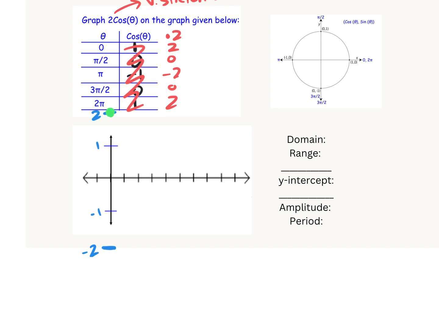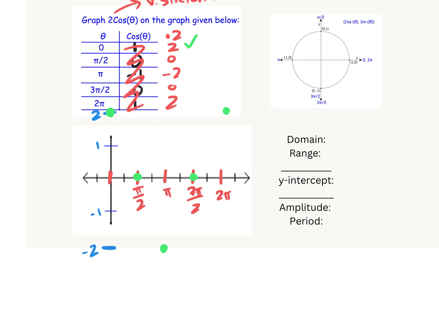Next, I've got to label my x-axis. Let's do that real quick. So this would be pi halves. This would be pi. This would be 3 pi halves. This would be 2 pi. Once again, I'm going every other. Okay, so then I have 0, 2 already. Next up, I'm going to graph the next point. Next point is going to be pi halves, comma 0. Next point is going to be pi, comma -2. So I've got to go all the way down here to -2. Next up, 3 pi halves, comma 0. And then finally, 2 pi, comma 2.